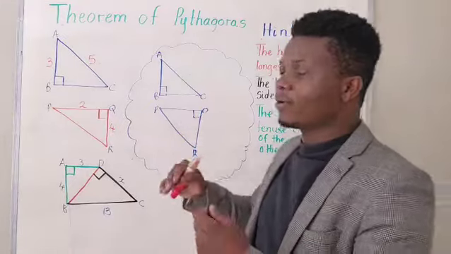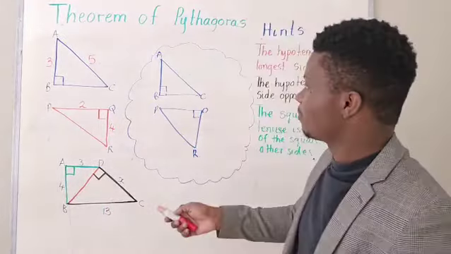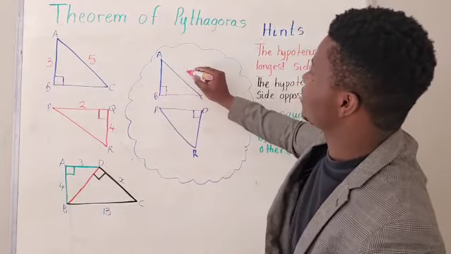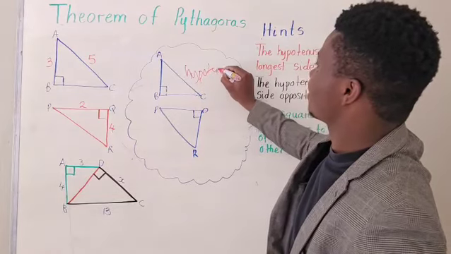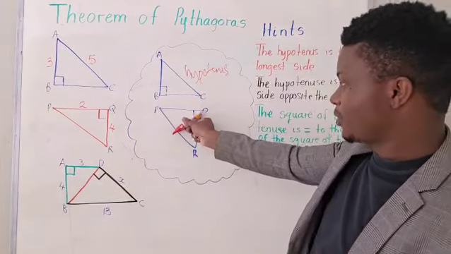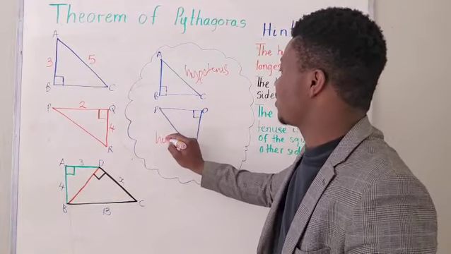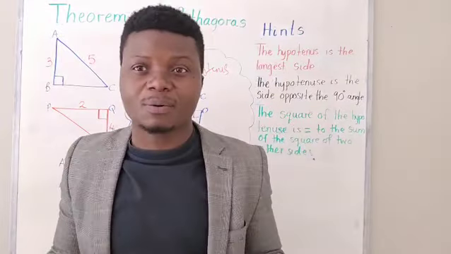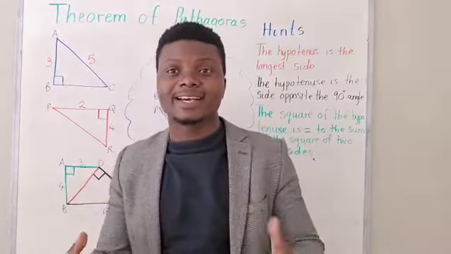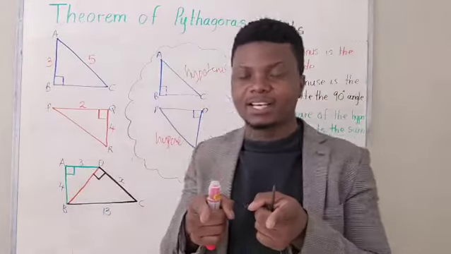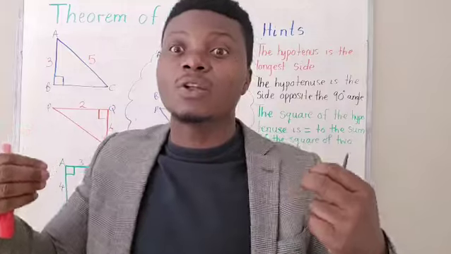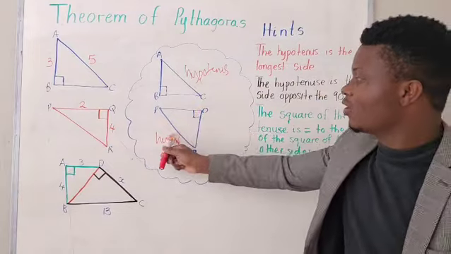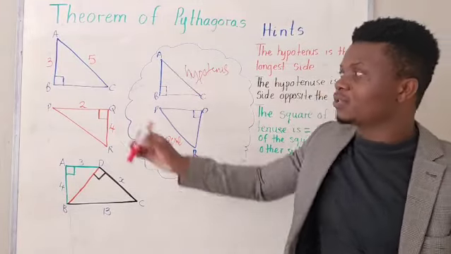And let's name one of the important sides in a right-angled triangle. Place your pen on your 90 degree angle, across that or opposite to that, this side is called the hypotenuse. This is your 90, put your pen here, the side opposite to that is called the hypotenuse. What's so special about the hypotenuse is that it is the longest side in a right-angled triangle. You heard that right. We've seen that it's always located opposite to the 90 degree angle.